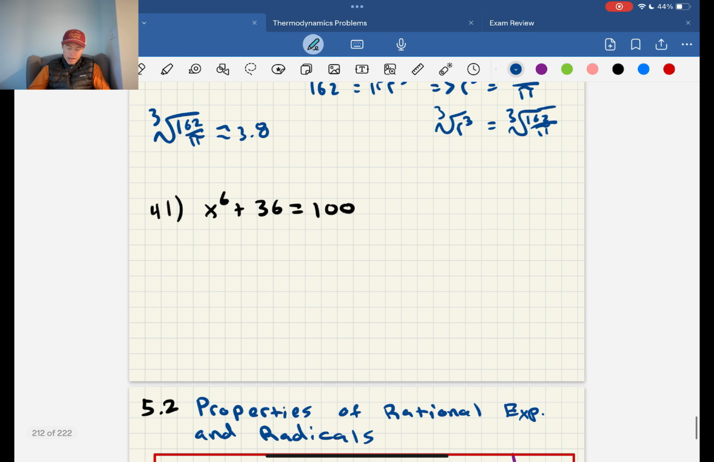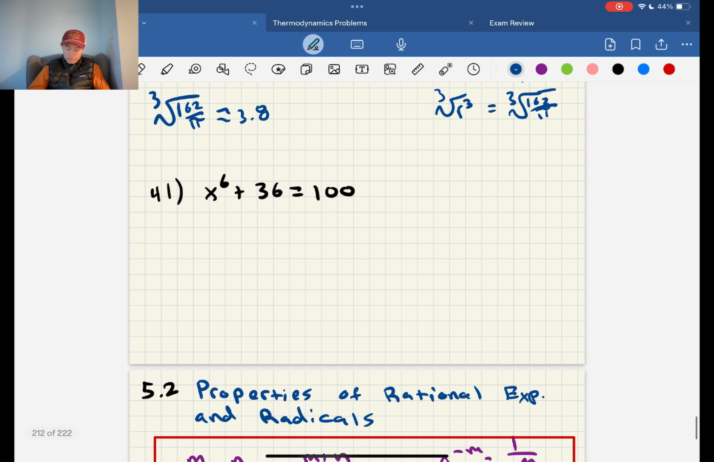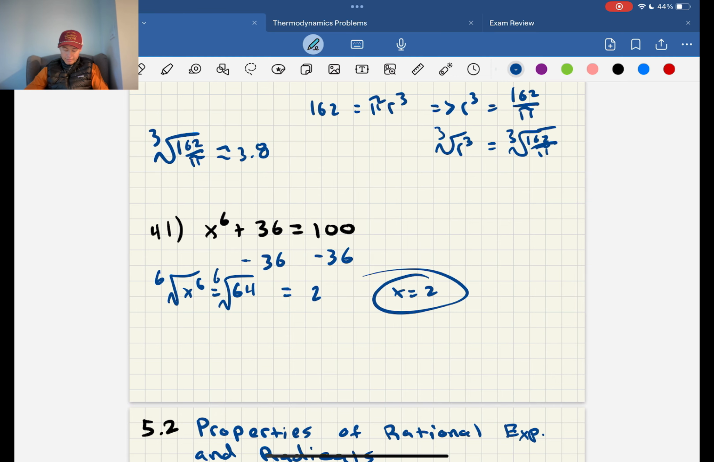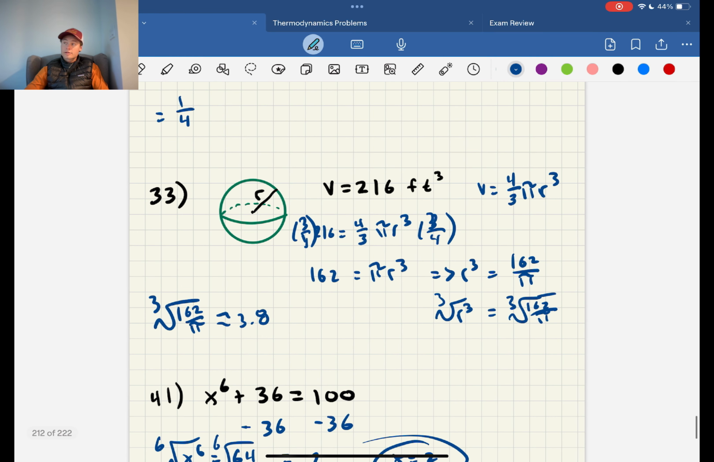All right, in this last one, x to the 6 plus 36 equals 100. So quite straightforward to solve something like this. You'll just start subtracting 36 from both sides, which will give you x to the 6th equals 64. And then you'll just take the 6th root of both sides, which will get rid of that exponent of 6 on the x. Now the 6th root of 64, you probably know, is 2. And so you get x equals 2. Boom, nothing crazy about that. All right, so don't forget your exponent and your radical rules.